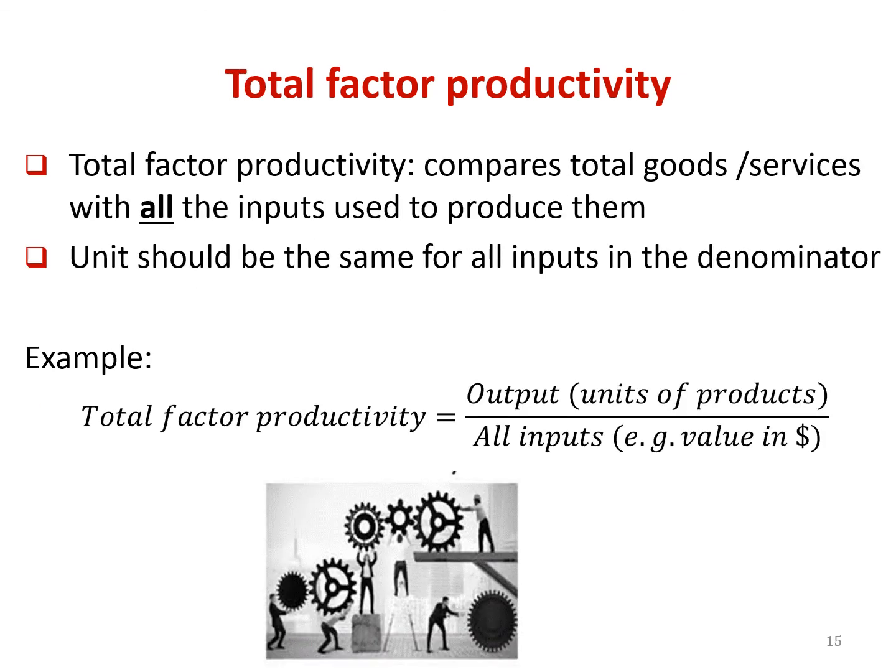And the last one is total factor productivity. Total factor productivity measures total goods or services against all the inputs required to produce the goods or services. The units again should be the same for all inputs in the denominator. For example, total productivity equals output in units, how many units of finished product, over all inputs. All inputs must have the same unit, for example, in value of dollars.